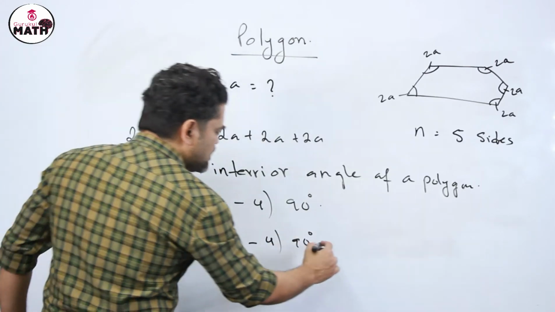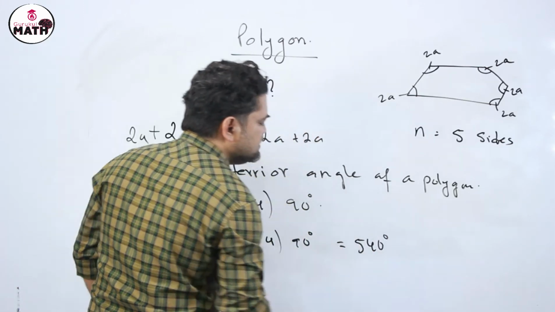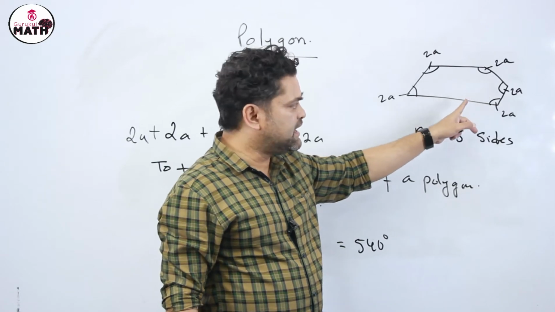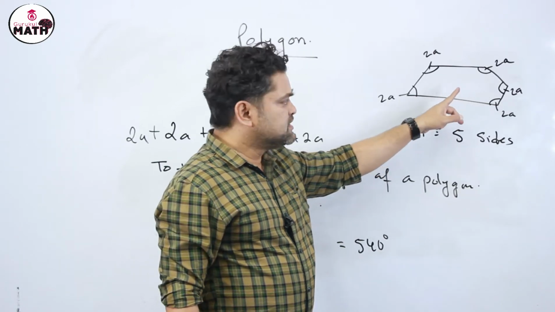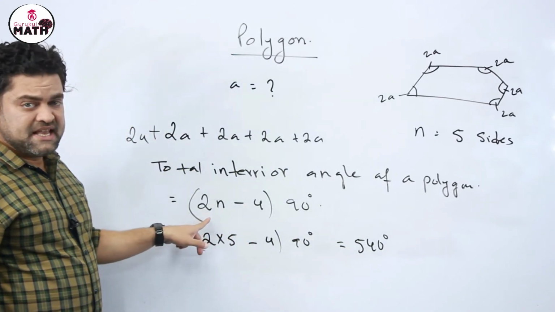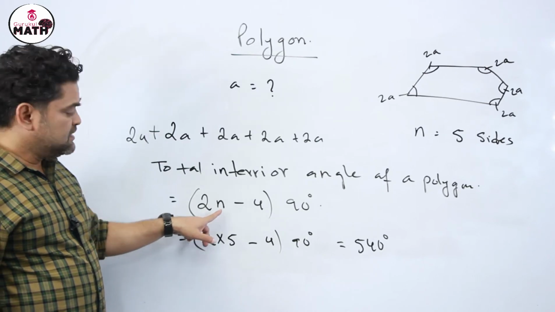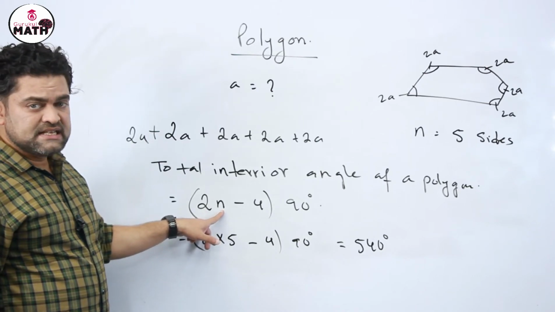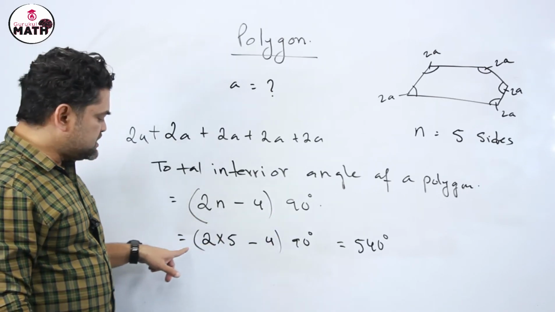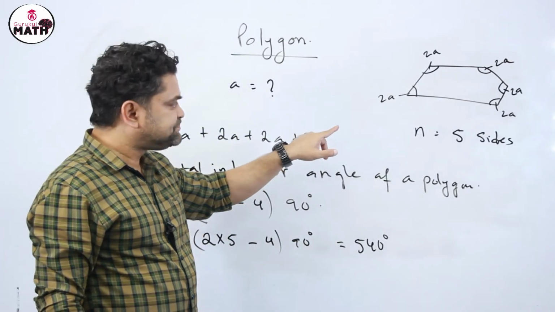So what am I getting here? 10 minus 4, 6 into 90. It means 540 degrees. If I add this up, the sum of all the interior angles of a pentagon, the total angle comes to 540 degrees. And again, listen very carefully: 2 is a constant number here, n indicates the number of sides, and minus 4 comes in the formula, then 90 degrees. This formula I'm using to find the total interior angle of a polygon.